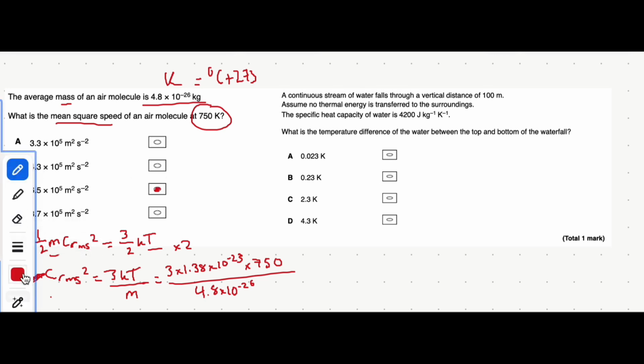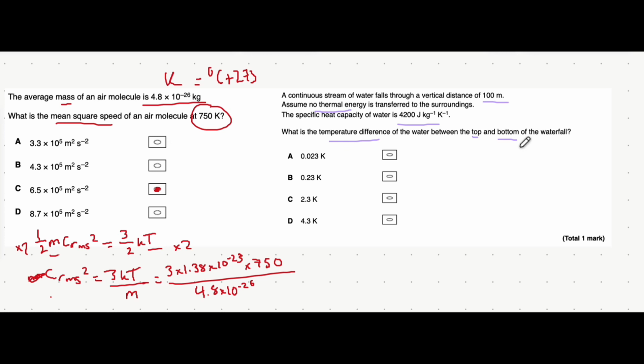Perfect. Let's move on to the other multiple choice question, which is also quite difficult. It tells you a stream of water falls through that distance. It says assume no thermal energy is transferred to the surroundings. That's important. It's also told you the specific heat capacity, and it's asked for the temperature difference between the top and bottom.